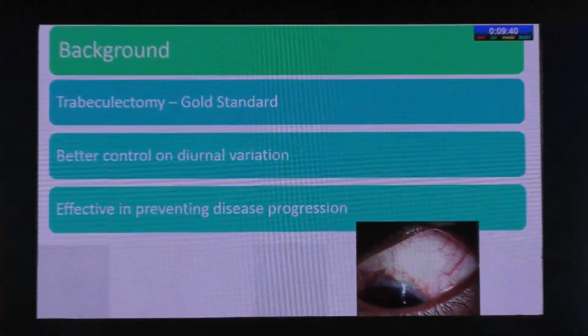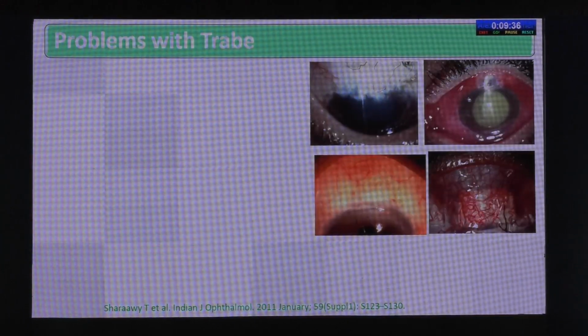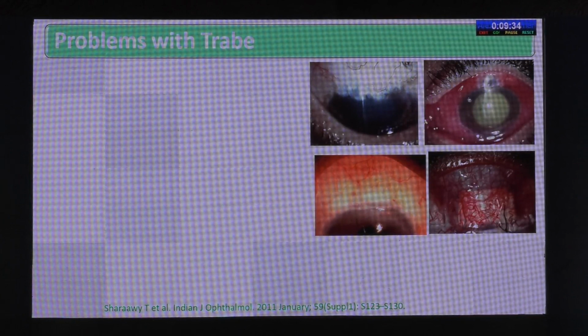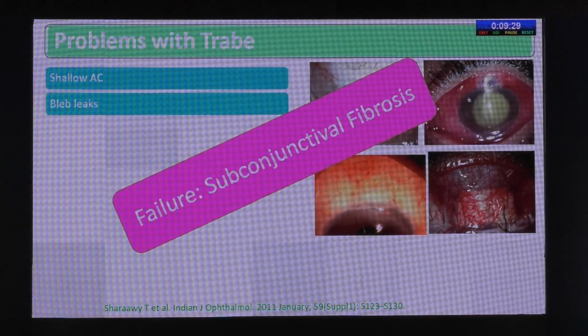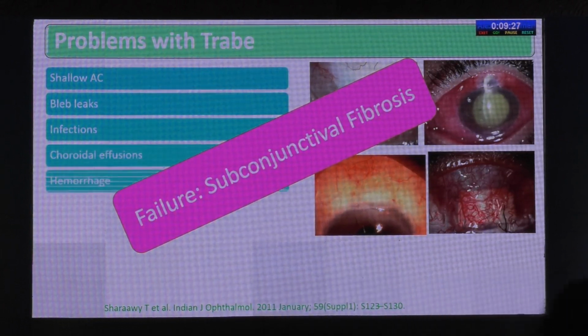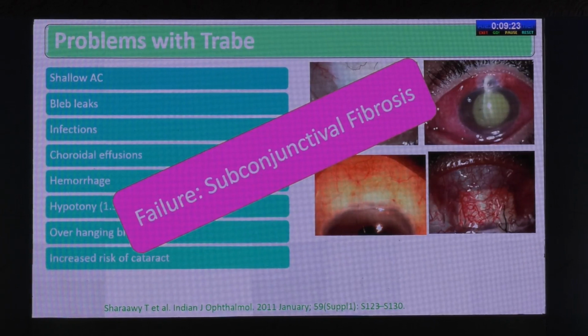So, we know that trabeculectomy is the gold standard surgery because it gives better diurnal control and is effective in disease progression with good success rate. But then we do have problems with trabeculectomy, and the most important cause of trabeculectomy failure is subconjunctival and subscleral fibrosis. So these are the various problems we are having with trabeculectomy surgery.